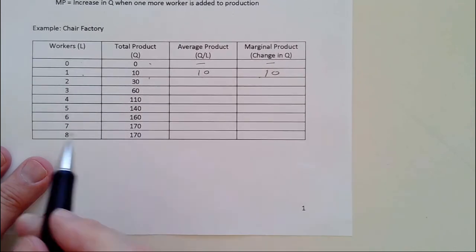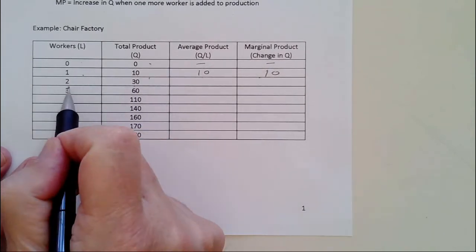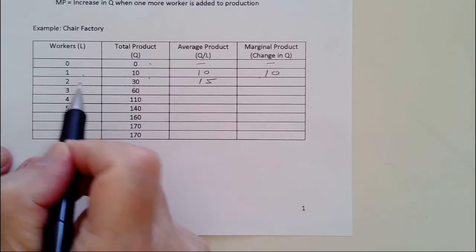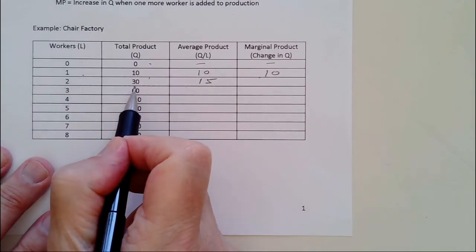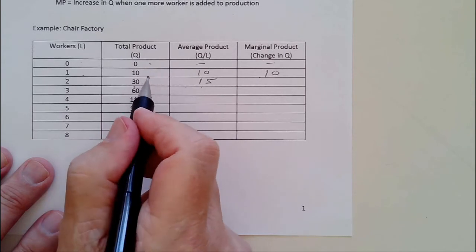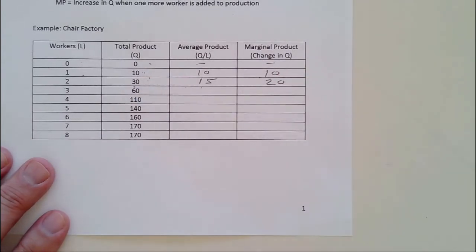So now we have 2 workers, and now our production is 30. So now the average product would be 30 divided by 2, and that would be 15. So that means each of these 2 workers on average is making 15 chairs, and 2 15s give us our 30. And then what did the total product go up by? It went up by 20. So the marginal product is going to be 20.